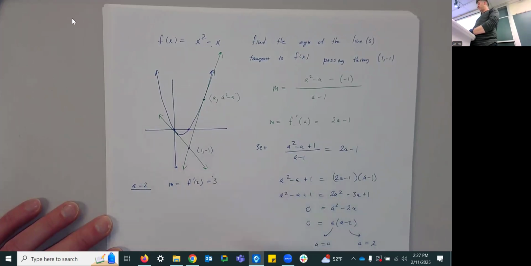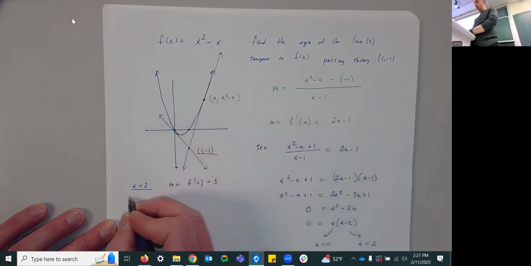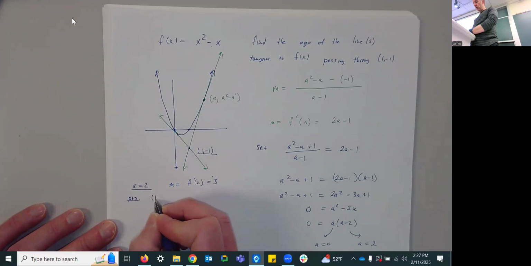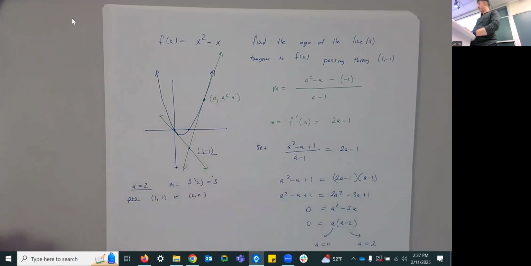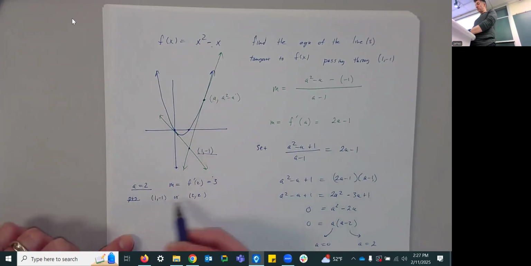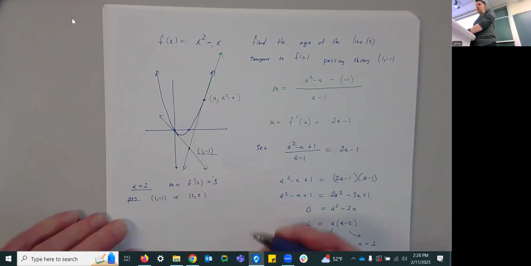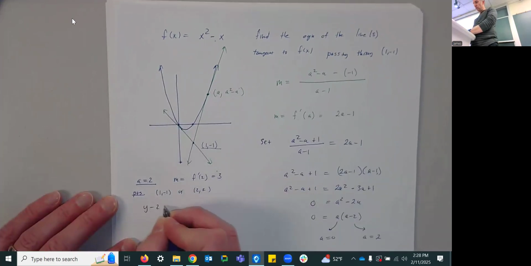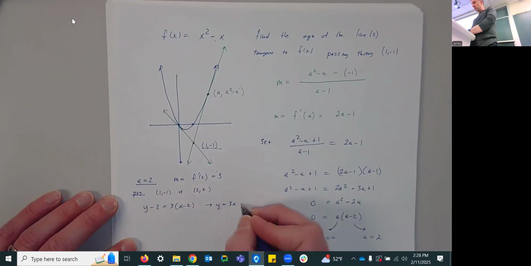We have 2 points, really. You can either use this point or whatever that point happened to be. So our points are going to be either 1, -1, or if a is 2, you get 2 comma 2. I'll point out the slope between those 2 points is positive 3. From 1, -1 to 2, 2, you go over 1 and up 3. So you could use those points and that slope to find the equation. You could say it's y minus 2 equals 3 times x minus 2, and then simplify it as y equals 3x minus 6 plus 2 is minus 4.